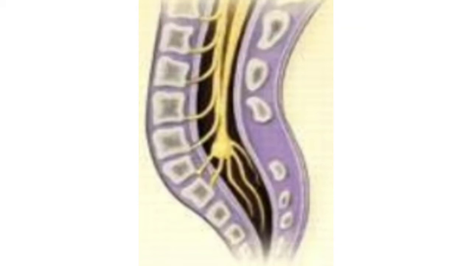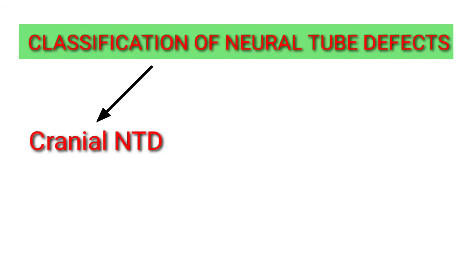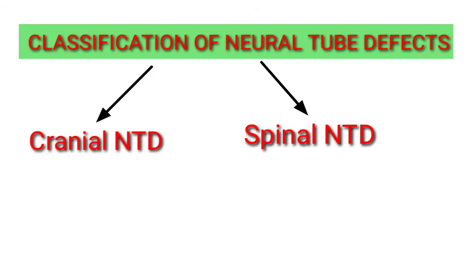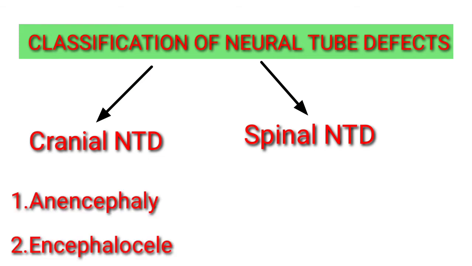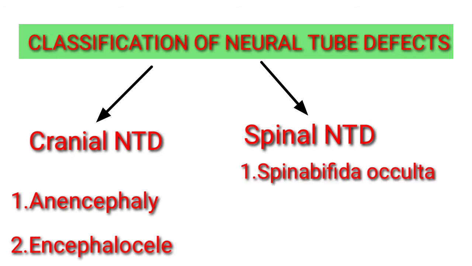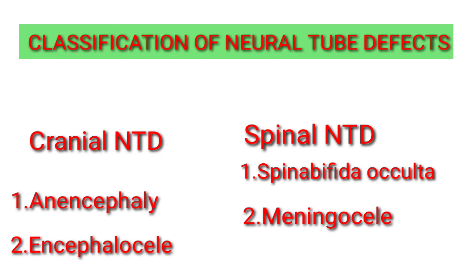Next we see the classification of neural tube defects, that is, cranial neural tube defects and spinal neural tube defects. The cranial neural tube defects are anencephaly and encephalocele. The spinal neural tube defects are spina bifida occulta, meningocele and meningomyelocele.